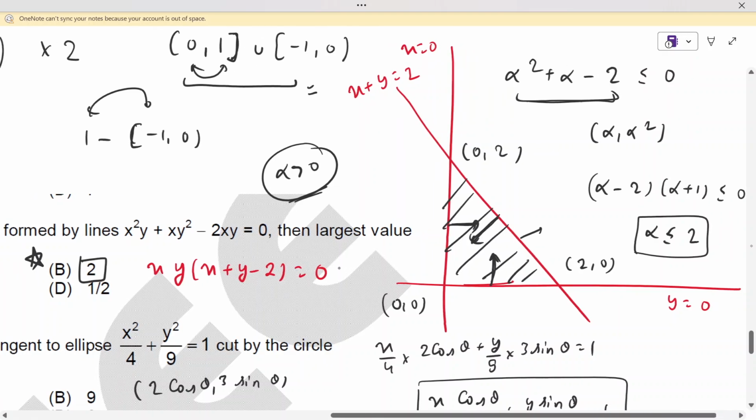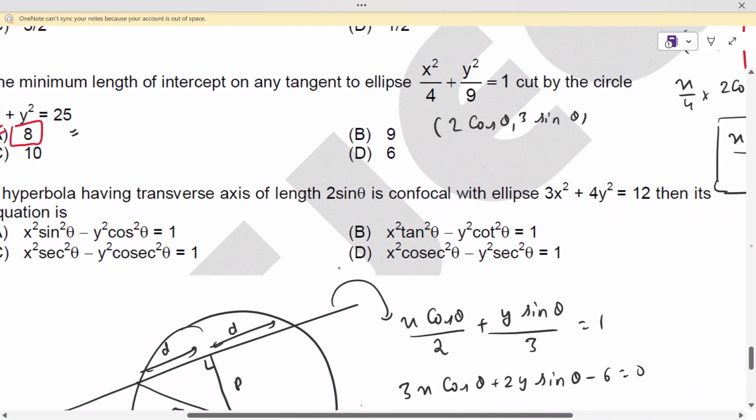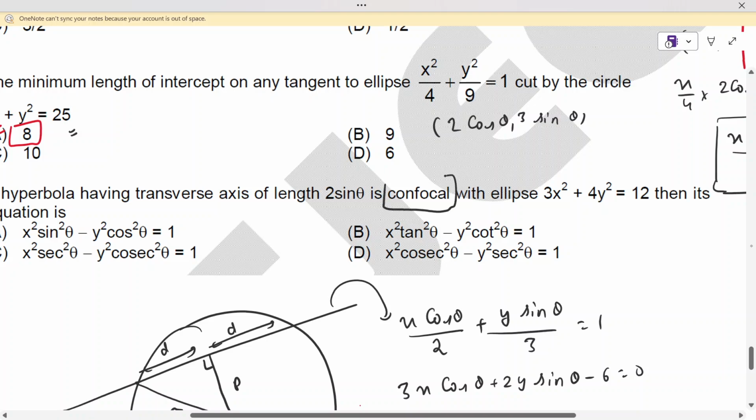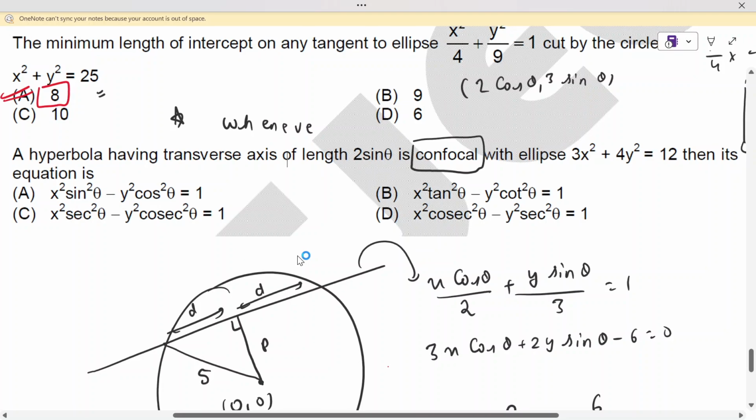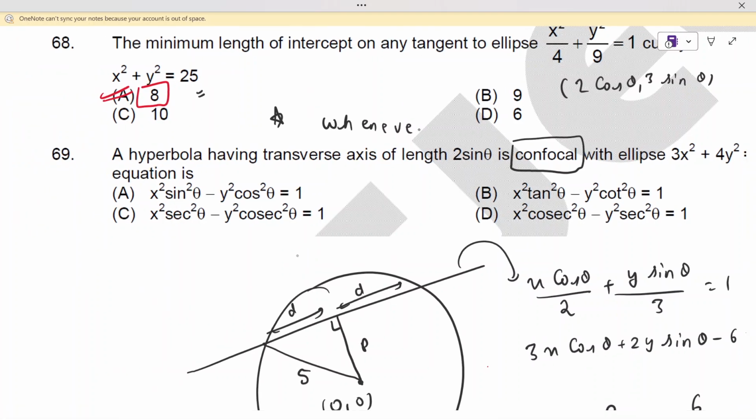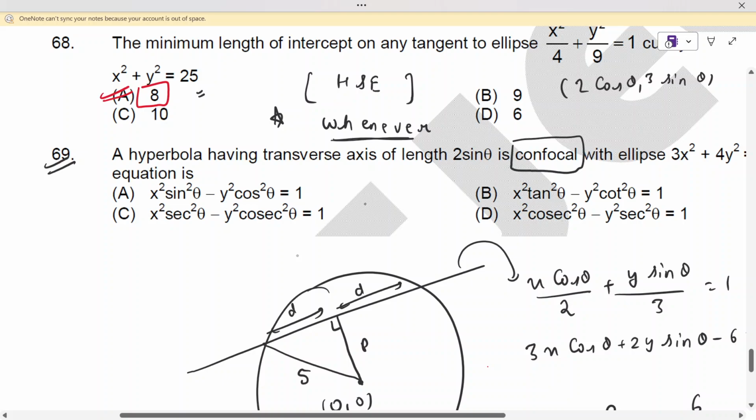Got it? So again, 3 done. Now there is another concept. This is about confocal conics, so there is a property. Always remember, whenever a hyperbola and an ellipse are confocal, they intersect orthogonally. There is a direct application of this, but just remember this one. It is also used in the year ones as well. Whenever a hyperbola and an ellipse intersect orthogonally, they are confocal. Their foci are the same.